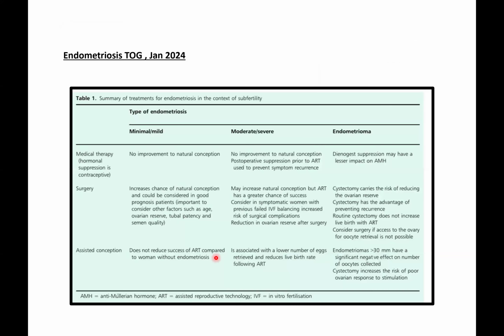Fine. Now, this is from the new talk. One thing is very clear: in all endometriosis, there is no role of medical therapy because they are all contraceptives, right? Hormonal suppression is contraceptive. So it is a big no in all type of endometriosis. Even in endometrioma, we don't give it. Only Dienogest is there because this has lesser impact on AMH, and it will reduce the pain, that's all.